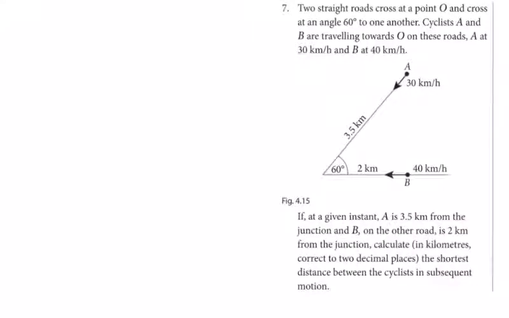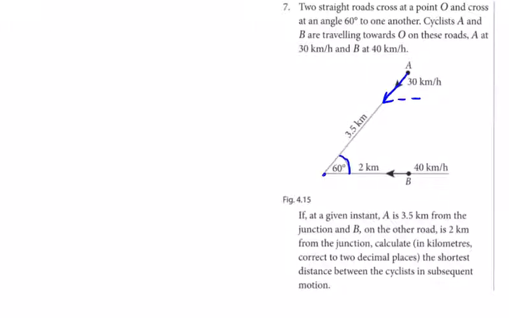Question 7 is very similar to question 6 again. We have A moving in this direction, negative, negative. We have the angle this time inside is 60. So let's set up, we're looking for the shortest distance again. So we're going to get A to the junction, see where B has gotten to over here.